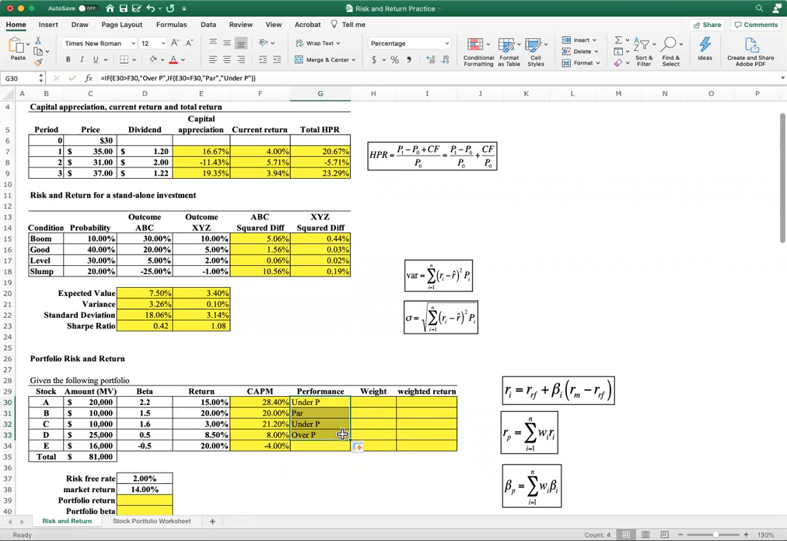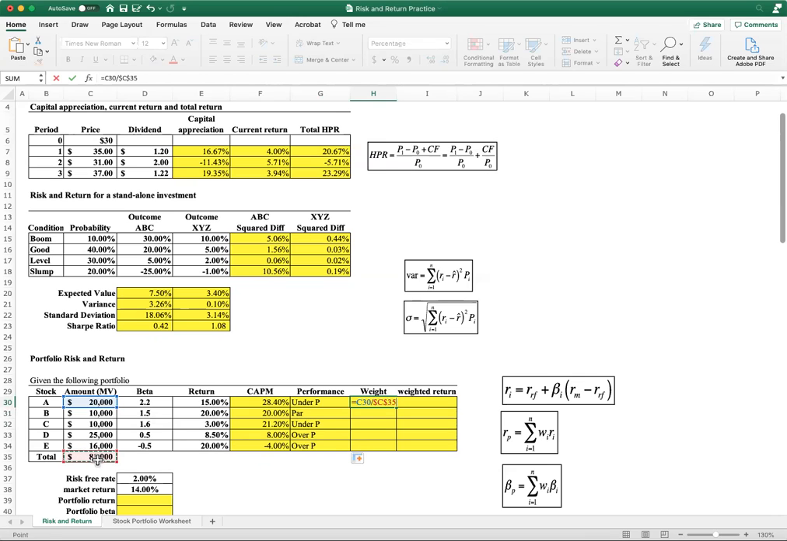So you drag this, and you will see that you have par, under, and overperform. Now you know the performance of each stock, so we can calculate your portfolio, because you have a portfolio where you invested $81,000 initially. So what is the weight? The weight is simply how much money you put in each stock versus your total investments.